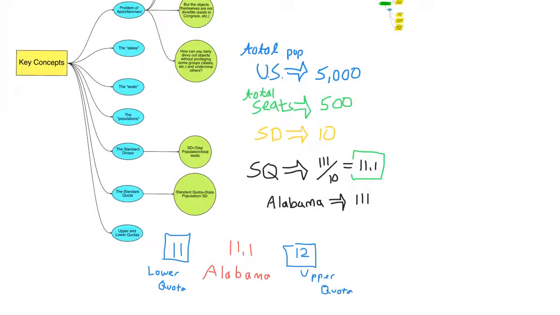And then finally, we have the upper and lower quotas. Once you find the standard quota, in the case of it being a decimal, the lower quota is the integer that is just before the decimal, and the upper quota is the integer that is just above the decimal. And that is a summary of these concepts.